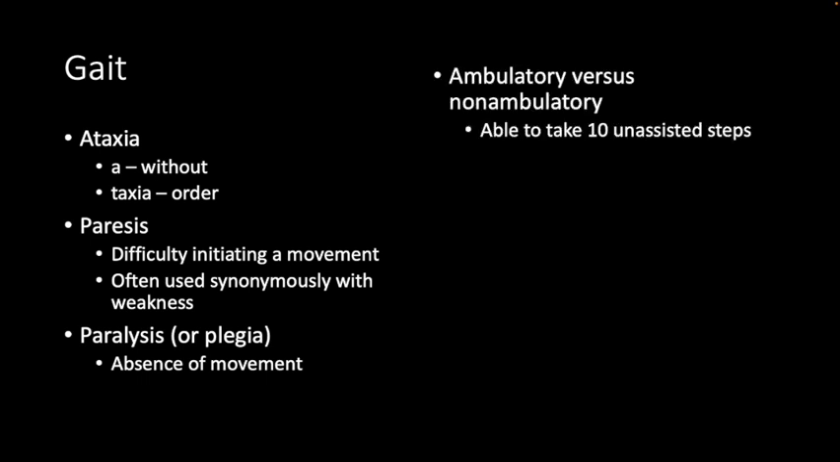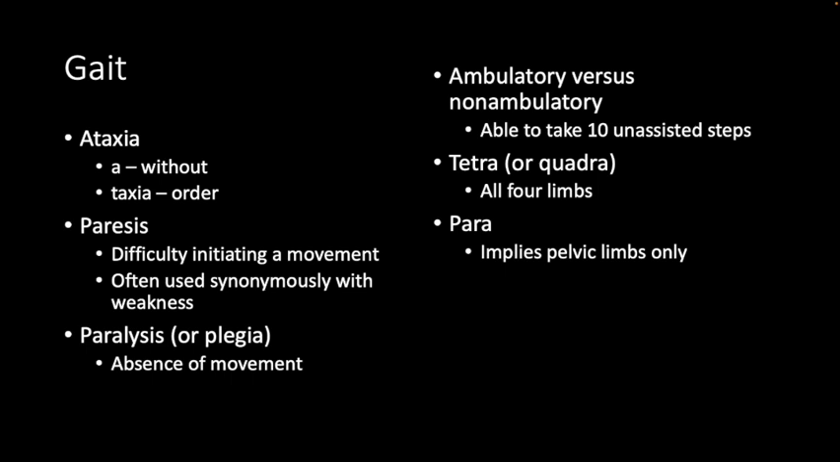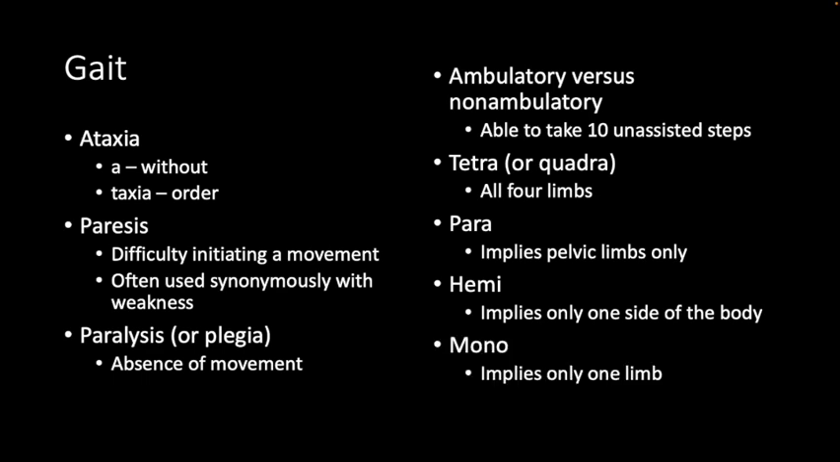When describing if a patient has ataxia, again they need to be ambulatory, which means they are able to take 10 unassisted steps. Newer literature recommends changing this definition to 50 unassisted steps, however. From a clinical standpoint, we generally use 10 as a baseline. More terminology to be familiar with is tetra or quadra, which means all limbs, para, which means 2, and generally implies the pelvic limbs unless stated otherwise. Hemi means half and implies one side of the body, and mono implies one limb being affected.